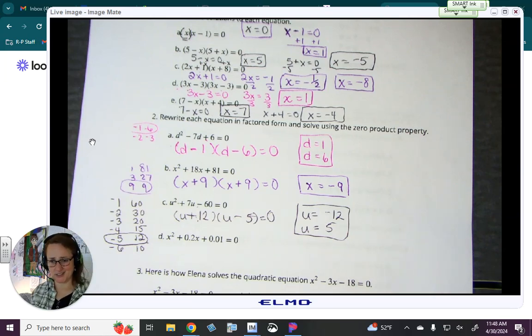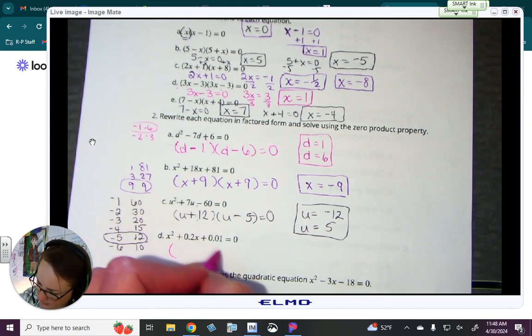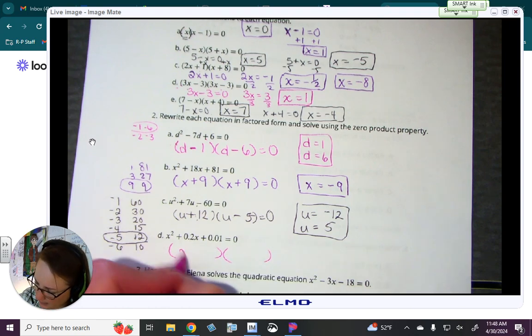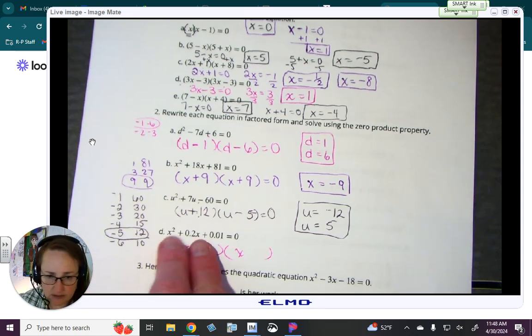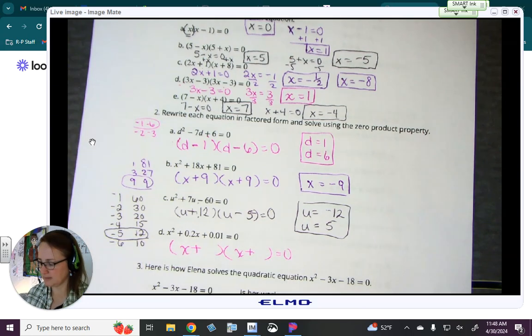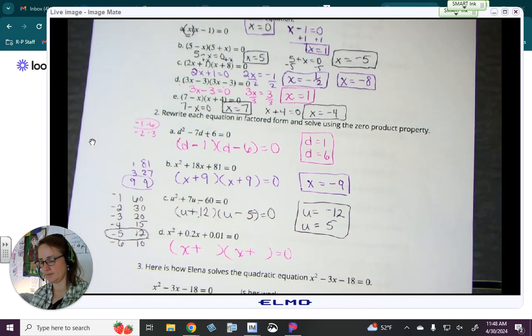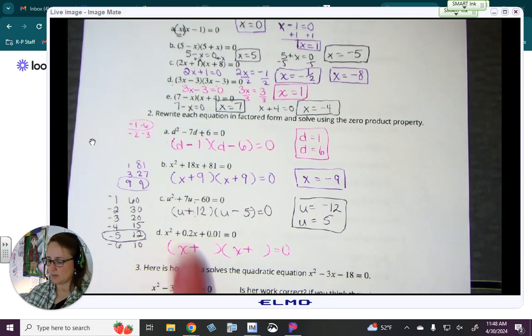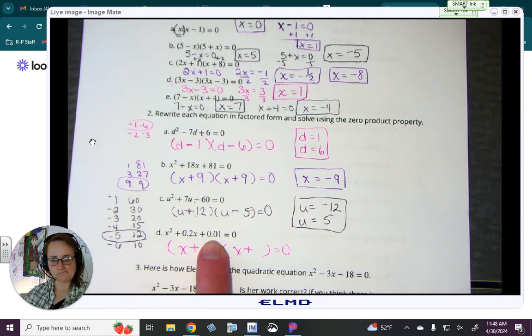This next one's kind of interesting. We haven't worked a lot with decimals. So, interesting. Still going to set it up the same way. X times x, I have a plus and a plus. So my factors are plus and plus. And thinking of things that add up to 0.2 but multiply to 0.01.